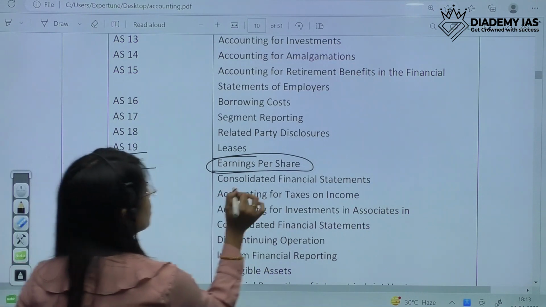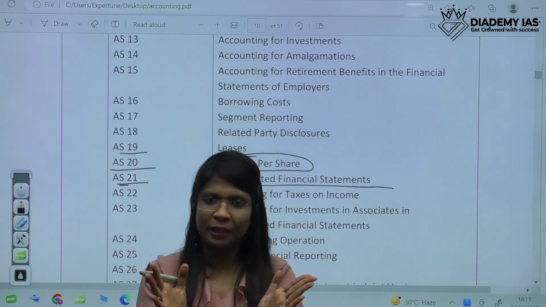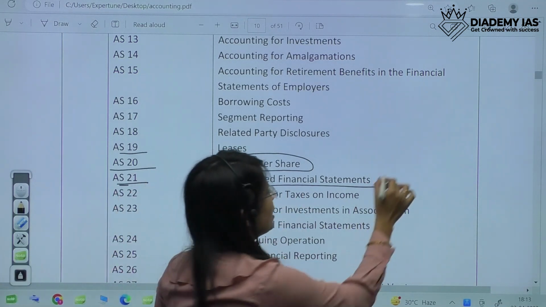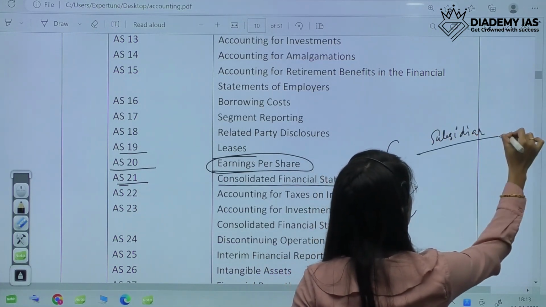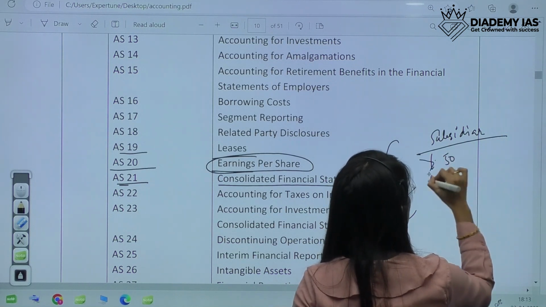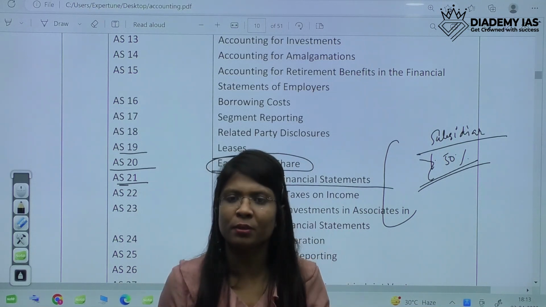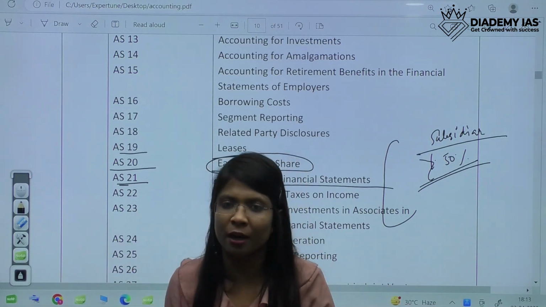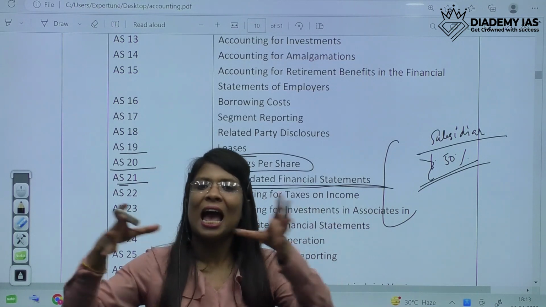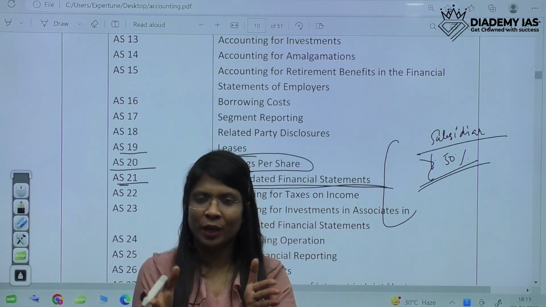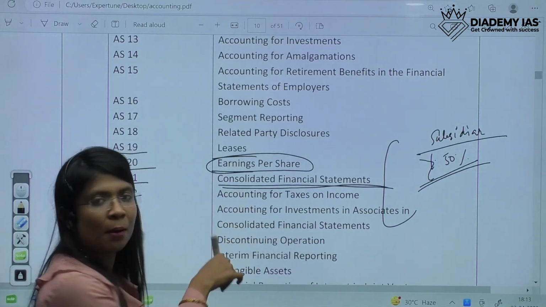Then is AS21, consolidated financial statement. Consolidated financial statement is about the financial statement of a big company, the holding company, and its subsidiaries. Subsidiaries are the companies in which any holding company has more than 50% shareholding. So consolidated financial statement would be the financial statement of the holding company as well as subsidiary companies. Clubbing them together would be consolidated financial statements. To make those kinds of financial statements, AS21 would come into the picture.